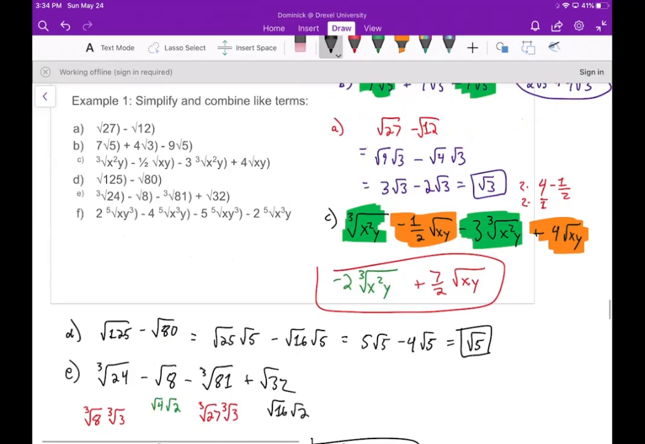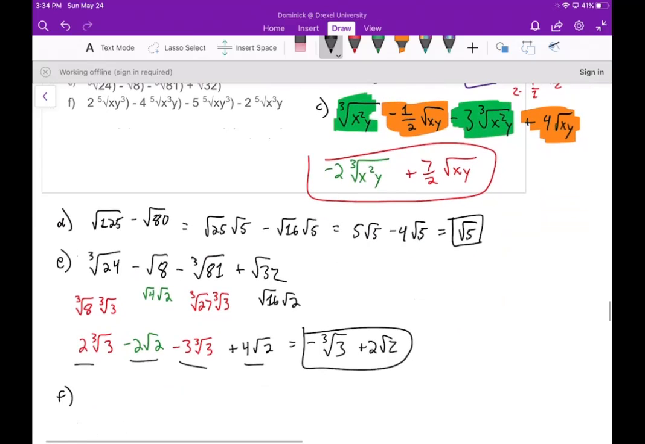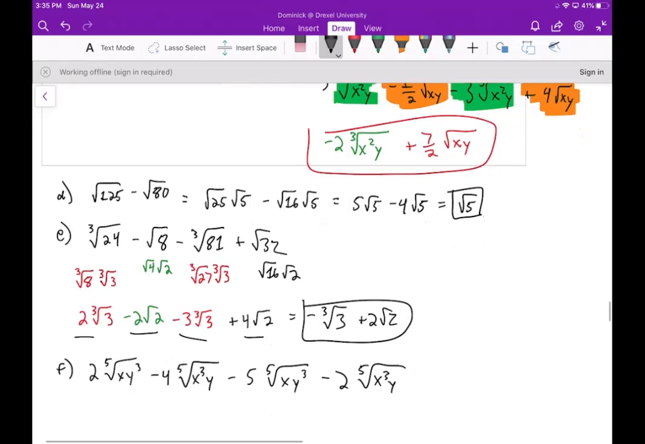Okay. And yes, there was a part F. So part F, we have a 2 times a fifth root of xy to the third, 4 times a fifth root of x to the third y, minus 5 times a fifth root of xy to the third, minus a 2 fifth root of x to the third y.